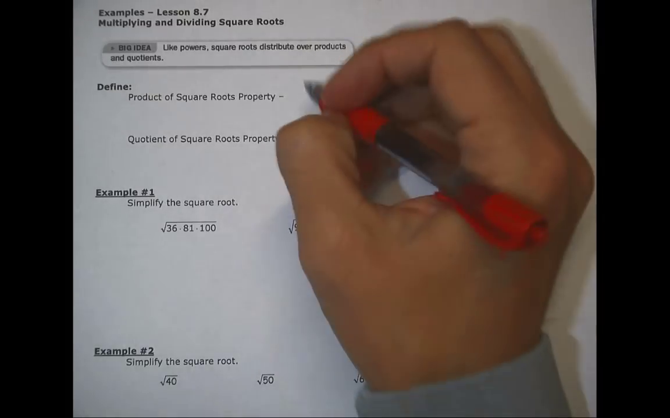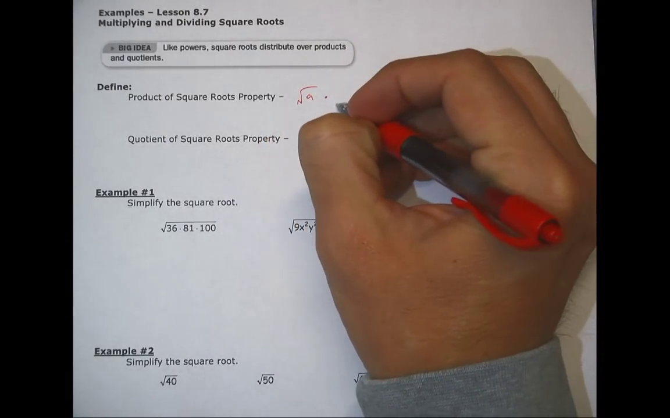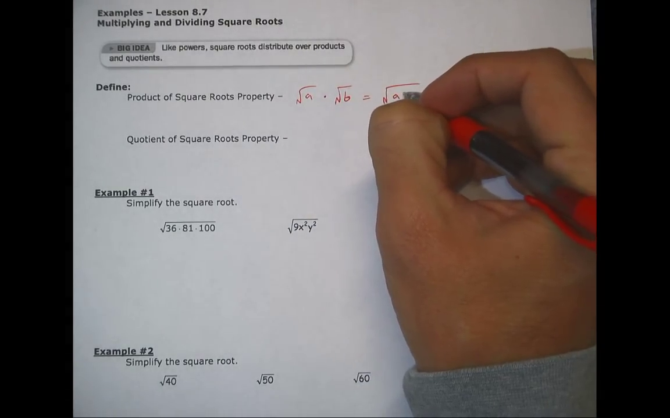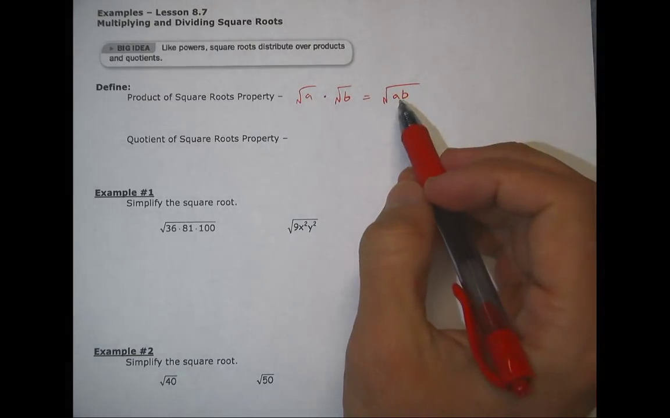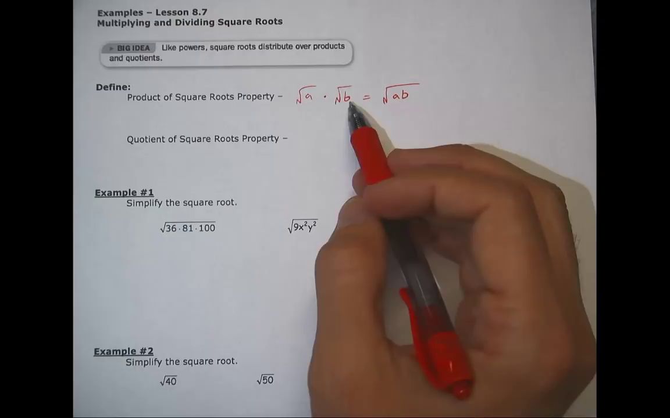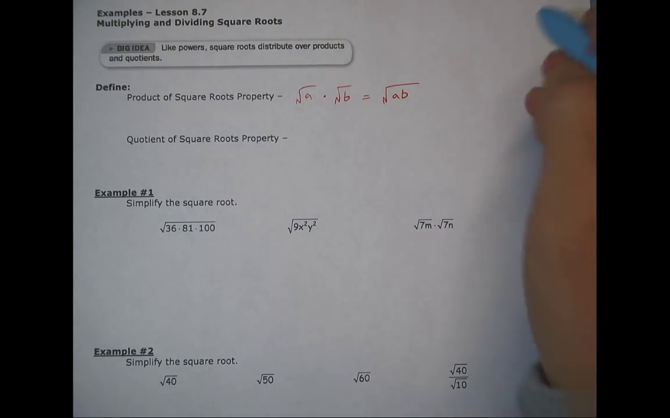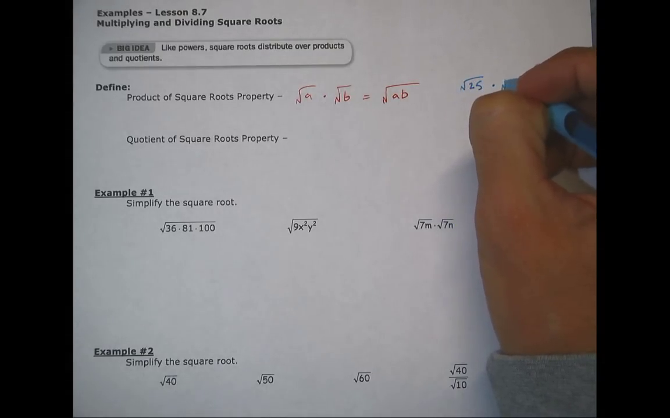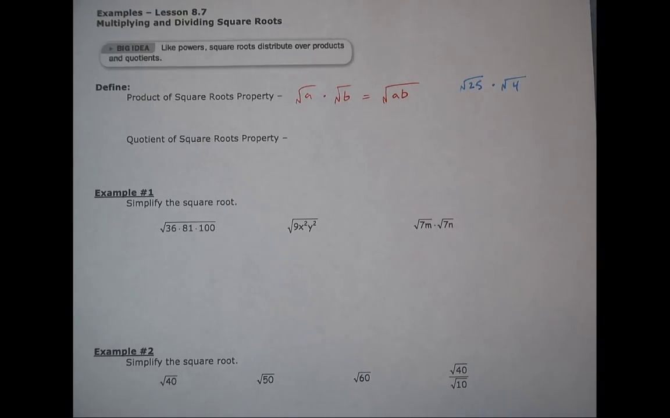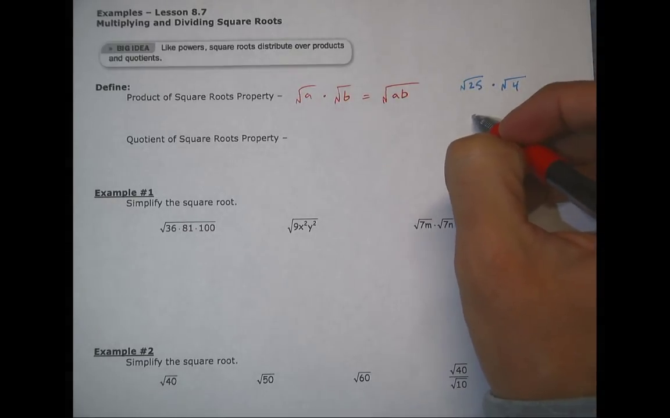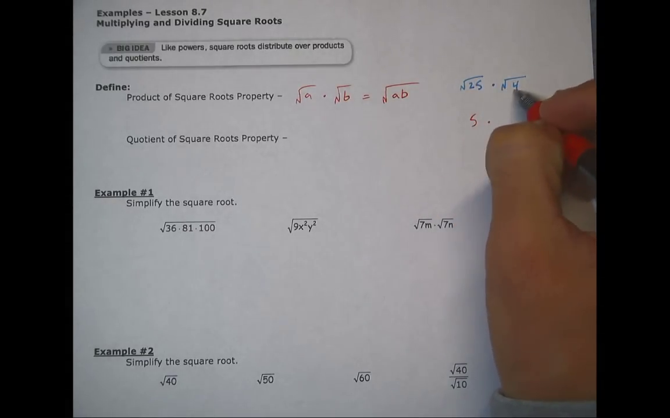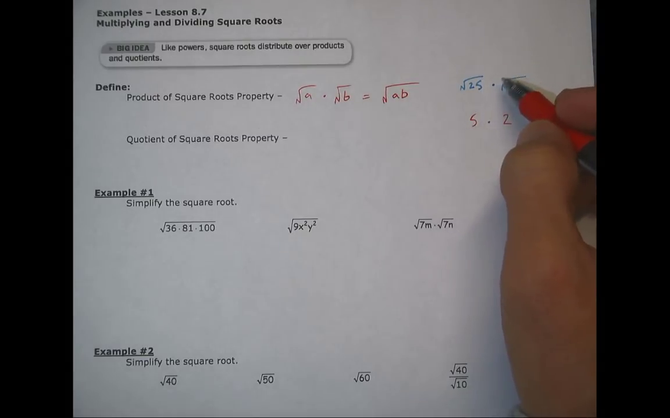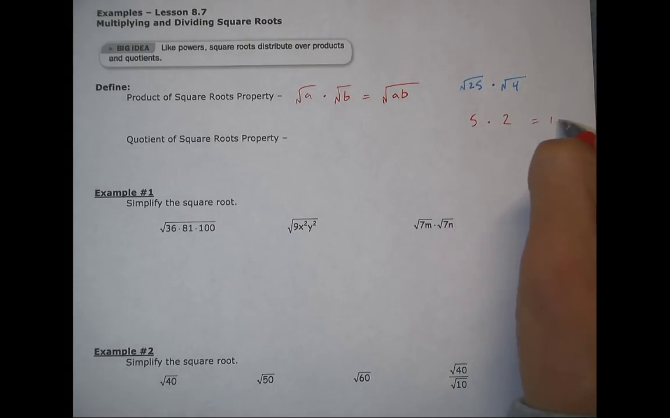So the product of square roots property says that when you have the square root of a times the square root of b, we can rewrite that as the square root of a times b. And vice versa. If we had the square root of this times this, we could split it up into two pieces. So let's prove that this is true. We'll pick some nice numbers that work out: the square root of 25 times the square root of 4. First of all, we know the square root of 25 is 5, because 5 times 5 is 25. And we know the square root of 4 is 2, because 2 times 2 is 4. So the square root of 25 times the square root of 4 is really just 5 times 2, which of course we know is 10.